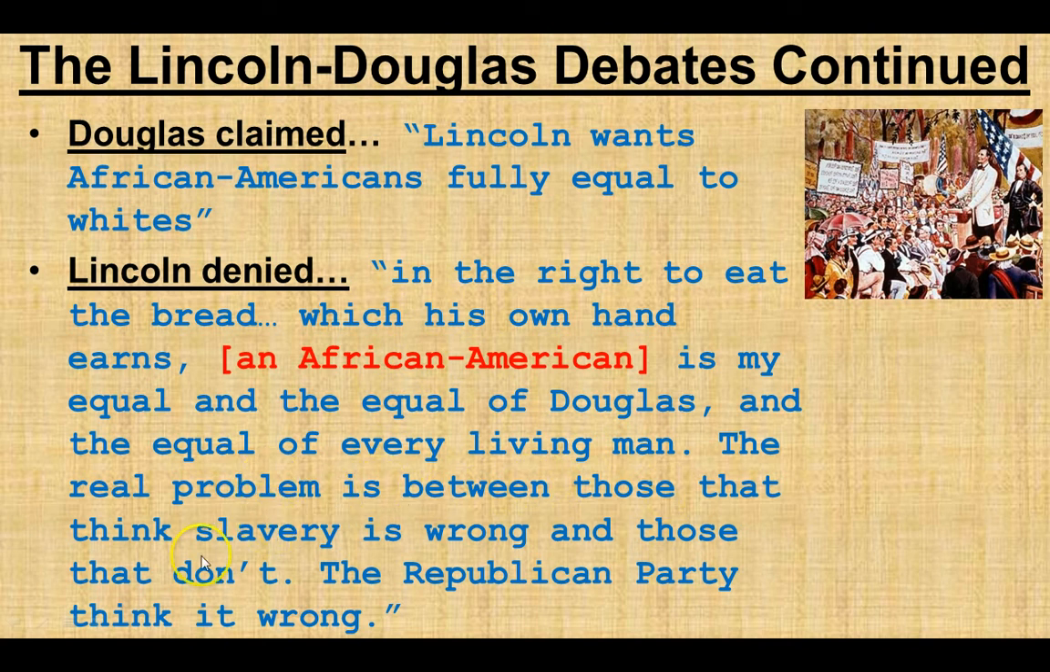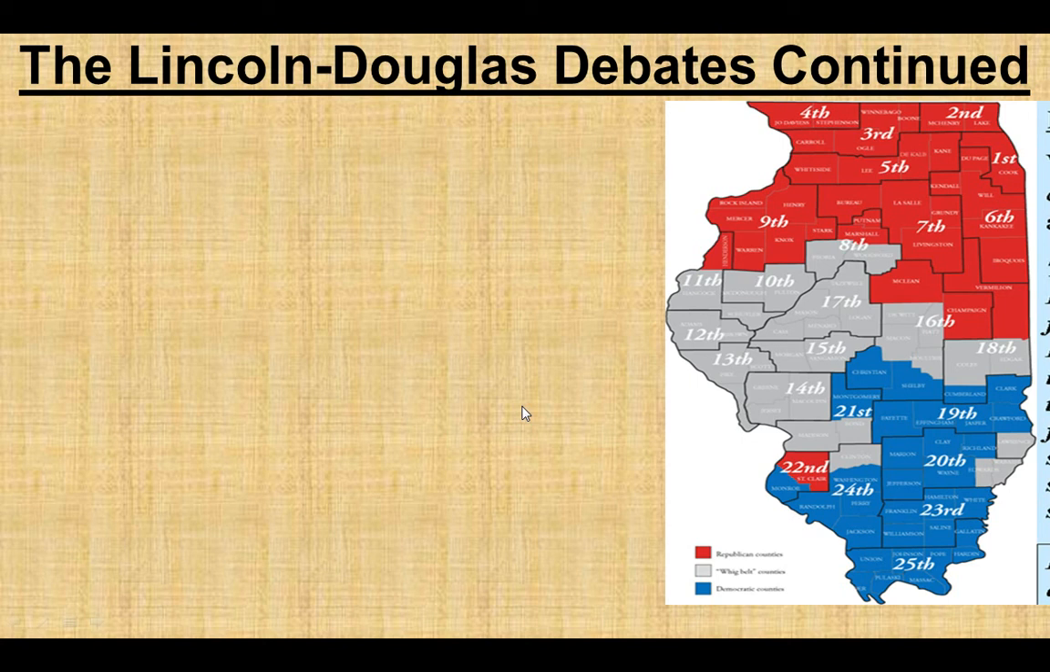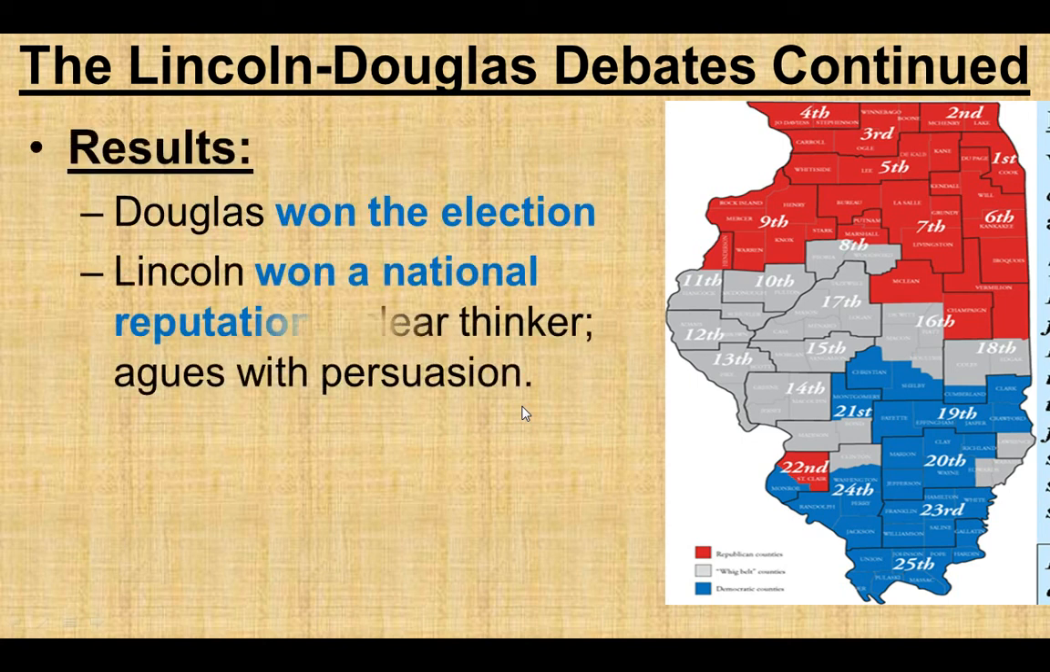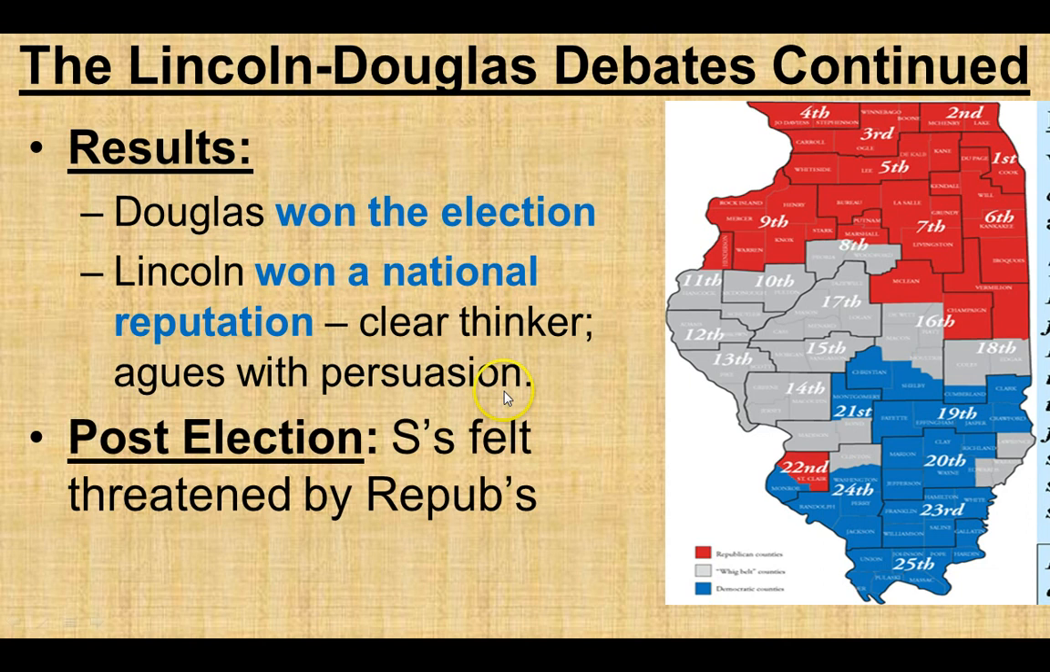The real problem is between those that think slavery is wrong and those that don't. The Republican Party thinks it wrong. Again, the Republican Party wants to stop, not abolish, slavery. They want to limit the spread of slavery so it doesn't grow, and maybe eventually over time it will basically dissipate if free states can dominate, and this is the fear of the South.